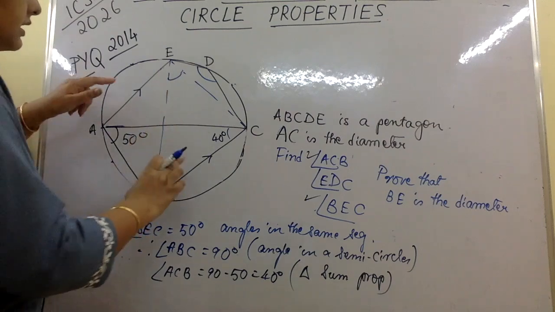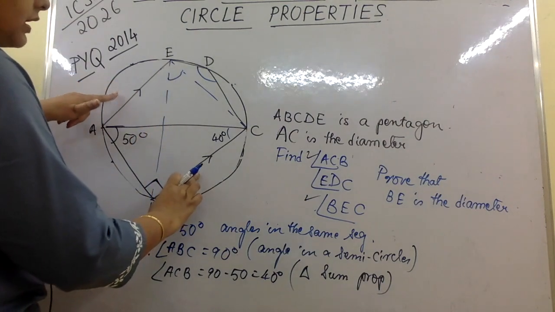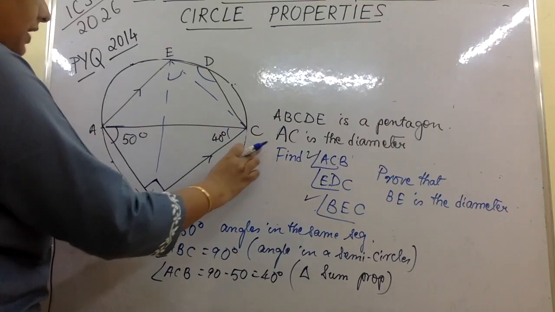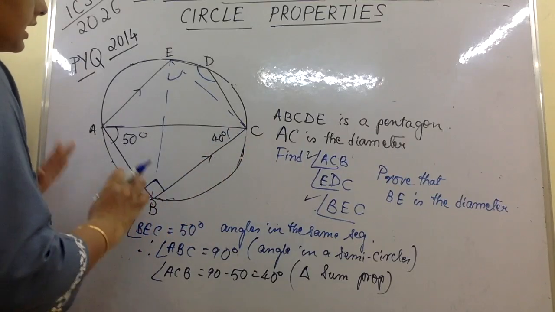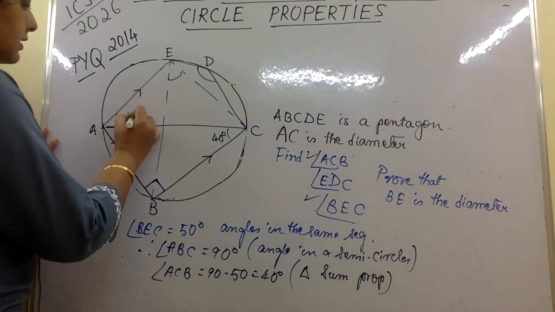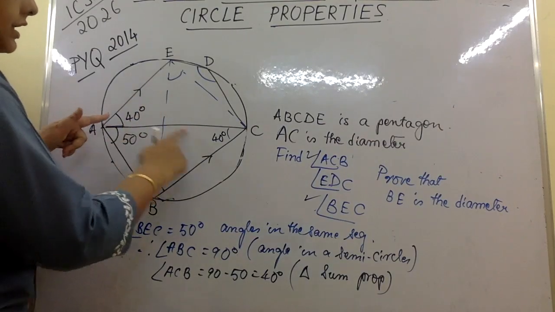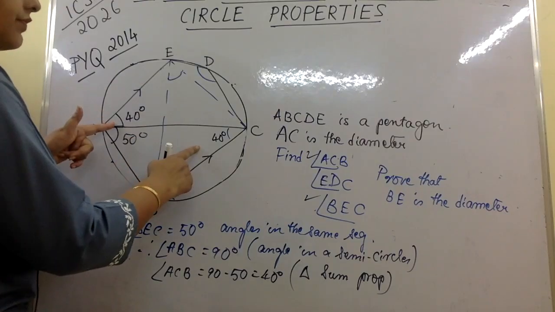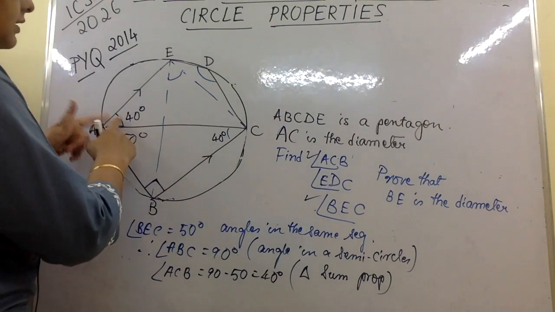another thing, that these two lines are parallel. Okay, they have given EA is parallel to BC. If EA is parallel to BC, then this angle is 40 degrees. Okay, alternate angles make 40 degrees. Okay, alternate angle is 40.